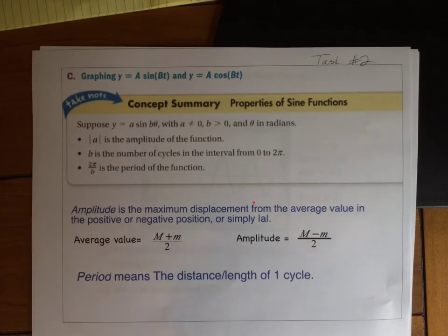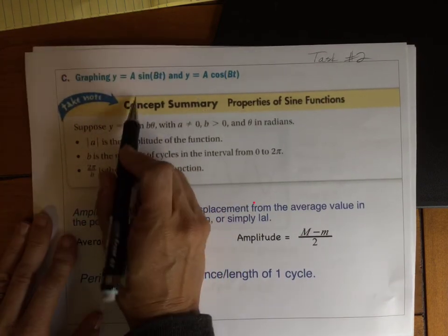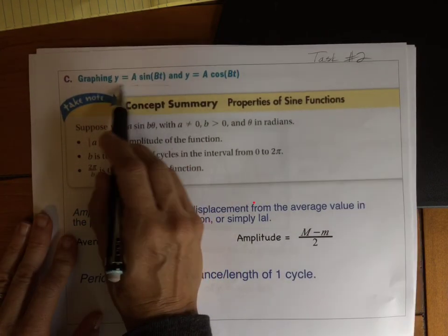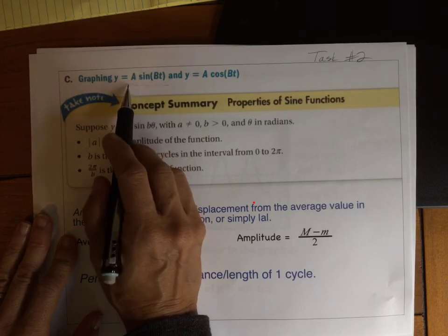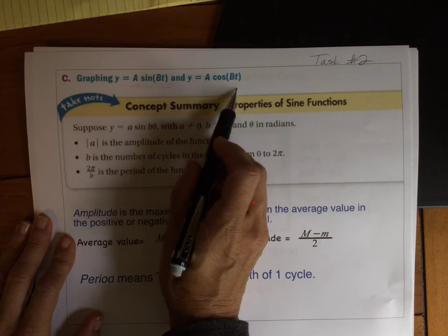All right, so I apologize for the lighting, but there are lots of notes on this, so you're probably just going to want to pause if you don't get them all. These are the functions that we are graphing. So we're going to be describing what y equals a sine bt and y equals a cosine bt are.